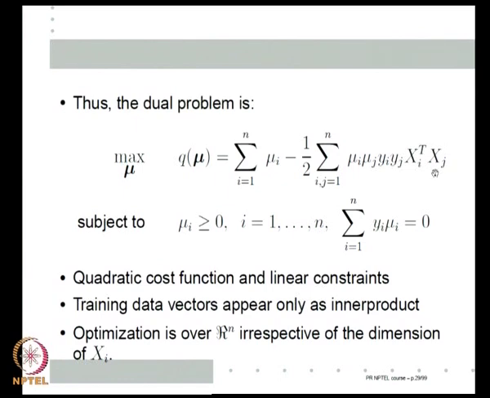The training data vectors x_i, x_j, unlike in the primal where they appear inside the constraint, appear only in the objective function. They are also only as an inner product x_i transpose x_j. The optimization variables here are mu. How many are there? N, as many as examples, one mu per example. So there are n Lagrange multipliers. And so the dimension of the optimization problem is n irrespective of the dimension of x. No matter what the dimension of x is, the dimension of this optimization problem is equal to the number of examples. Okay. We will just remember these things for later use.